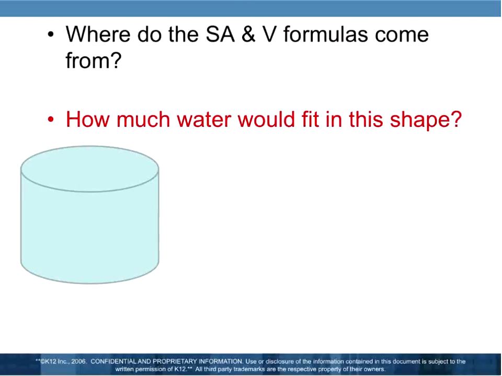Now we're going to move in and talk about volume for a minute. So again, where does surface area and volume come from? Now we're focusing on volume. So if I ask you how much water fits in this shape, think about it this way. Volume, here's your formula for volume: area of the base times the height. The area of the base is a circle. Then I'm multiplying it times this height.